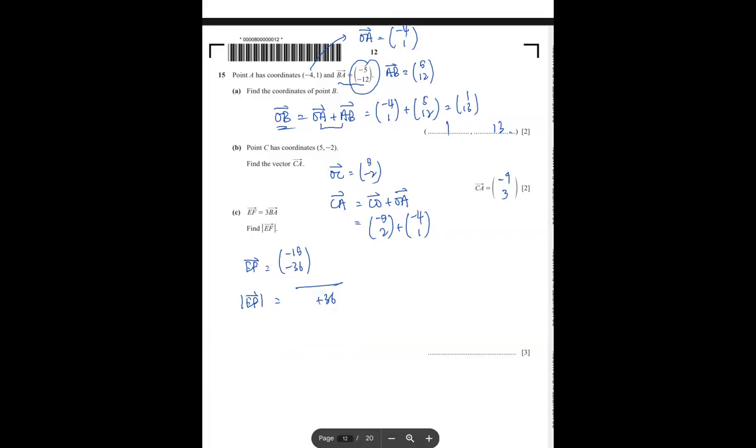So a faster method is you don't multiply in. You do 3 times (-5, -12). So the magnitude of EF will be 3 times the magnitude of (-5, -12). 5, 12 is a Pythagorean triplet, so 5, 12 gives you 13. So this is 3 times the square root of 5 squared plus 12 squared. If you do a lot of Pythagoras' theorem, you know 5, 12, 13. Or else you can do it manually: 5 squared is 25, 12 squared is 144, you add them up to get 169. The square root of 169 is 13, so 3 times 13 is 39.